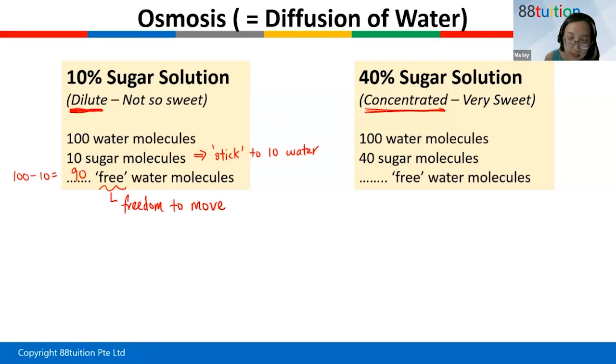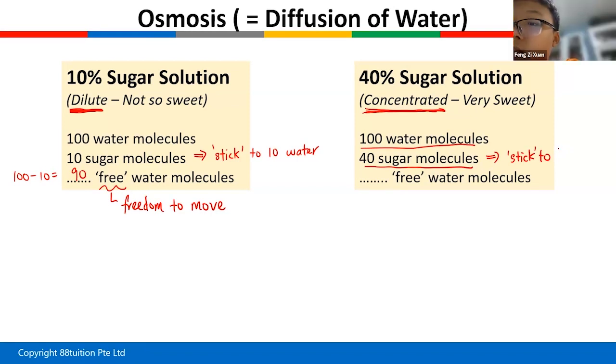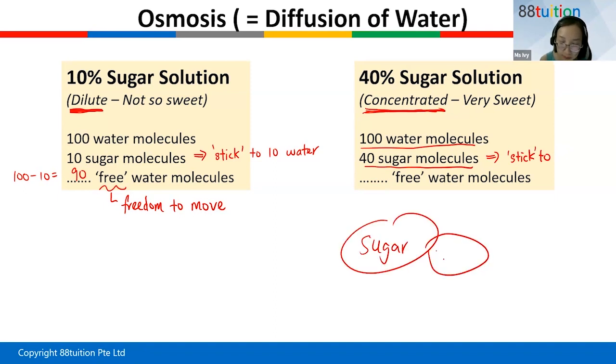All right, compared to a concentrated solution, you have 100 water molecules, you have 40 sugar molecules. So these 40 sugar molecules will stick to, can someone unmute yourself and tell me, stick to how many water? If you have 40 sugar dissolved inside the water, how many water molecules are stuck to the sugar? No, assume 1 sugar will stick to 1 water. Every 1 sugar will stick to 1 water. So if you have 40 sugar, you will stick to 40 water.